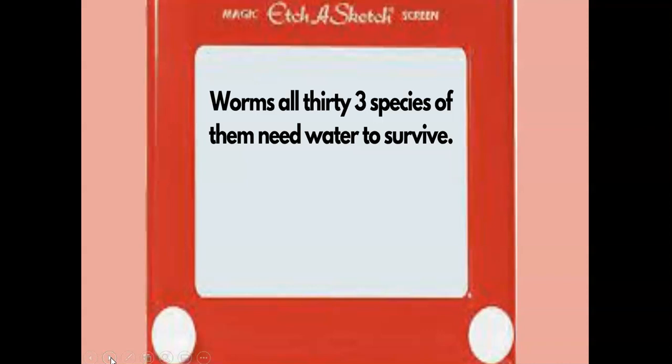So I do things like this. Again, where's the pause? Worms, comma, all 33 species of them, comma, need water to survive. But here's the kicker. I ask the kids, based on your Strunk and White manual, what's the name of this sentence construct? And ultimately they'll say, that's a parenthetical statement, Mr. Kuhn.